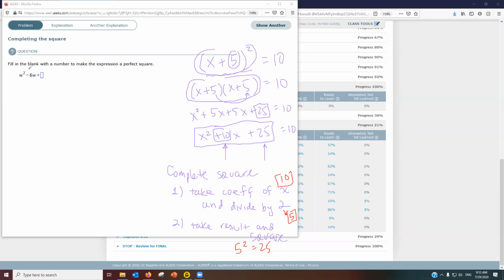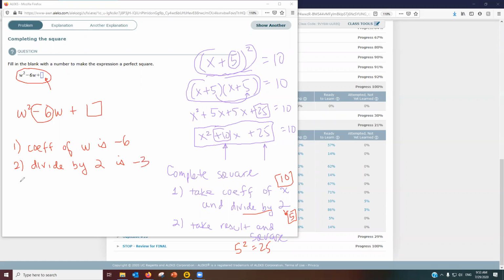So let's go to this example. They're asking us what number would go in this blue box in order to complete the square. All right, well, let me follow the steps. It says take the coefficient of w in this example. Well, the coefficient of w is -6. Divide it by 2. Well, that's -3. Square that result. Well, -3 squared is 9. So the number they want me to put in this box is a 9.